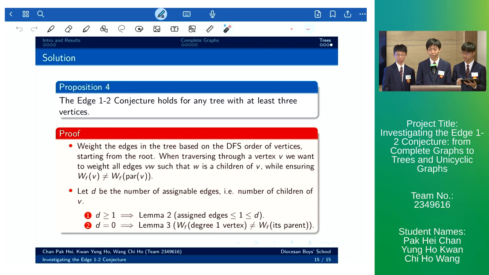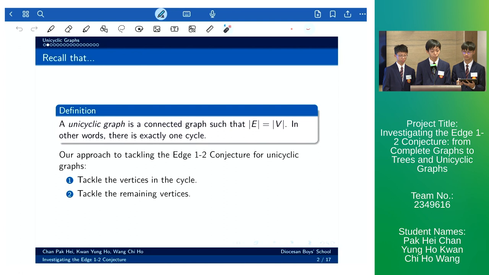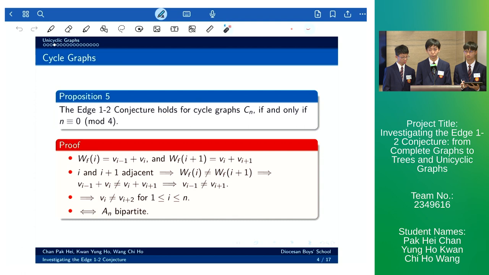Entering the crux of our paper, unicyclic graphs. Recall its definition: a connected graph with exactly one cycle. Starting with cycle graphs, denote the weight of the edge from i to i plus 1 as w_i. Introducing a new notation, A_n, which just means that vertices i and i plus 2 are connected for all i, instead of i and i plus 1. We propose that the edge 1-2 conjecture holds for C_n if and only if n is 0 mod 4. The conjecture's condition means that the weight of an edge must be different from the edge 2 positions ahead. This is equivalent to saying A_n must be bipartite.